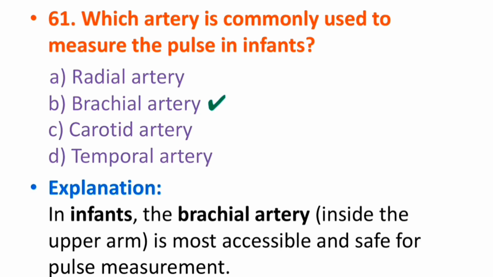Which artery is commonly used to measure the pulse in infants? Option A, radial artery, option B, brachial artery, option C, carotid artery, option D, temporal artery. The correct answer is option B, brachial artery. In infants, the brachial artery inside the upper arm is most accessible and safe for pulse measurement.